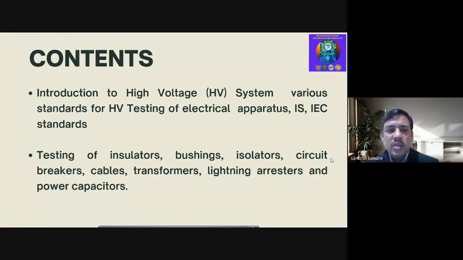Then in the second portion I will cover testing of insulators, bushings, isolators, circuit breakers, cables, transformers, lightning arresters, and power capacitors. So what are those tests which are carried out in a high voltage lab? That I am going to cover.